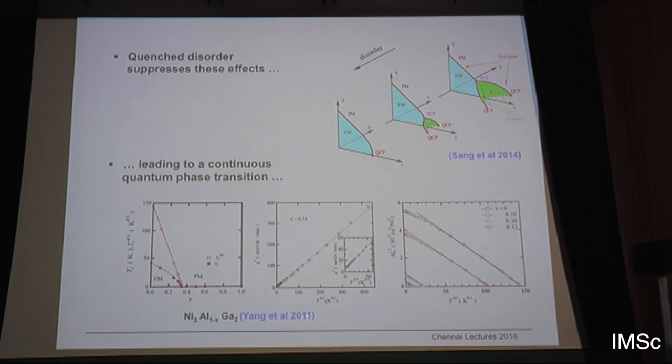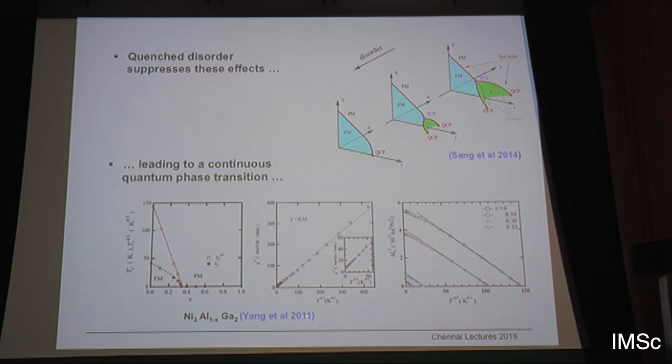And here is some more evidence for that, where the square of the magnetization is plotted against temperature to the 4/3. And again, things seem to go to zero in a continuous way. Okay. So that's a very nice and complete experimental paper that maps out this second order transition.